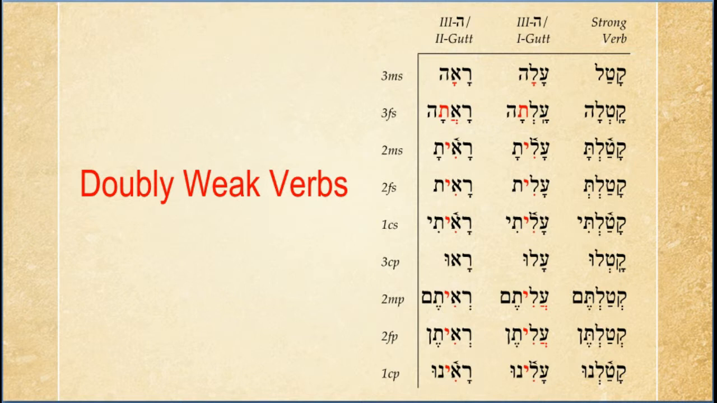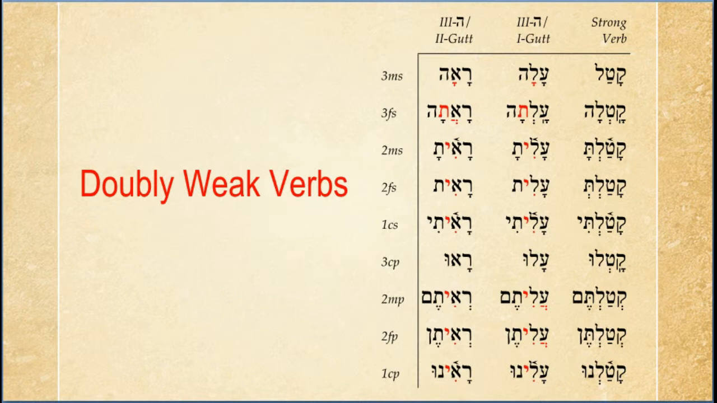Then we also have something that we call doubly weak verbs. Doubly weak verbs are the verbs that have more than one guttural letter in them. And that's a tough one, because remember, you have a paradigm that relies on a number of things, and now you have replaced two of those letters with weak letters. So there's going to be more than one change that occurs in the doubly weak verb paradigm.